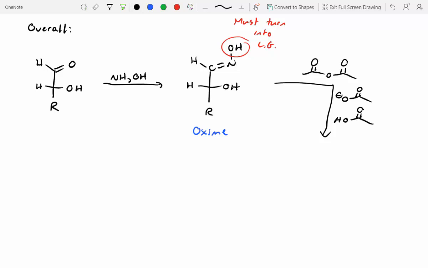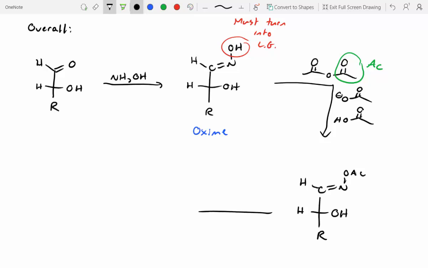So let's take a look at the overall reaction. I'm going to abbreviate that as OAc. Remember, this whole side of the group is just called Ac, right? And in the next step, we've got OAc minus, which is our conjugate base. This can reach over here, grab that proton, clamp down, and kick off acetate as a leaving group.